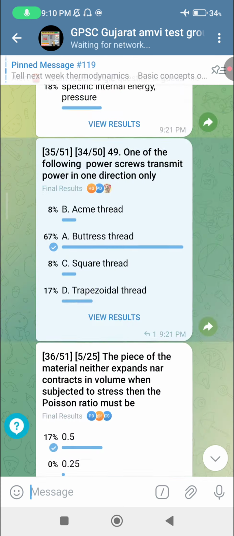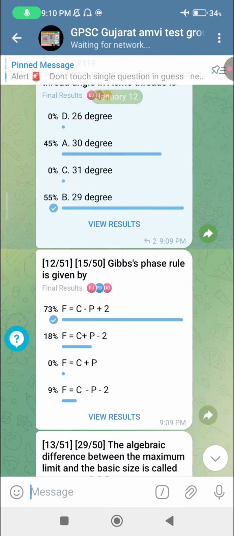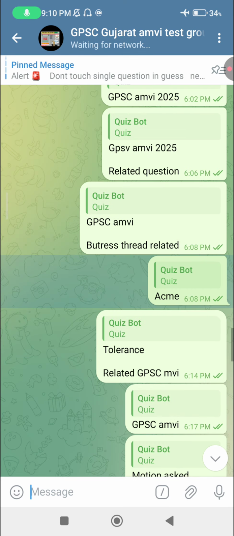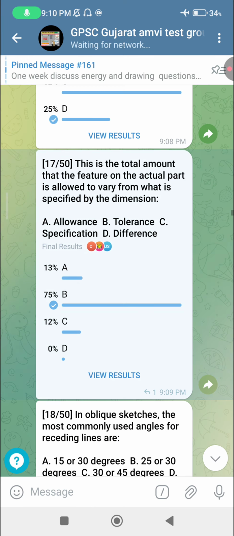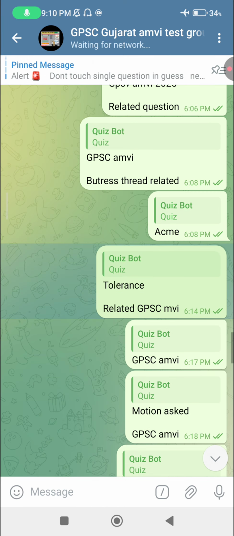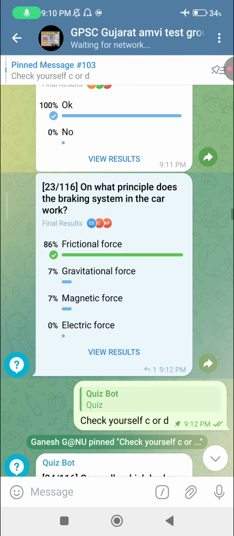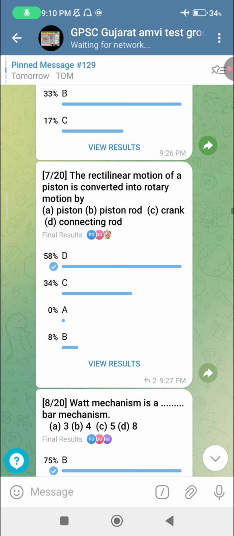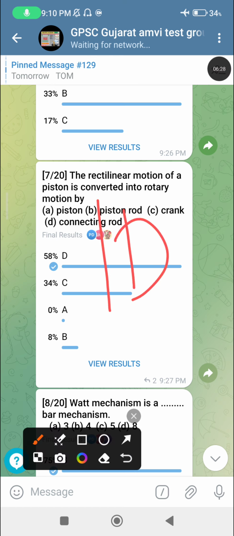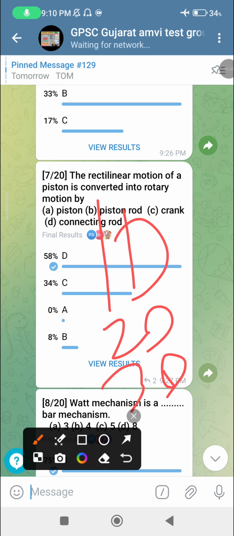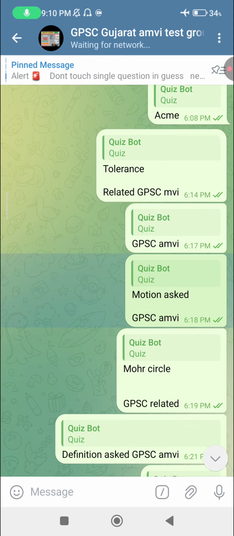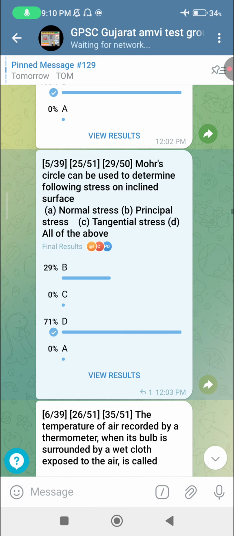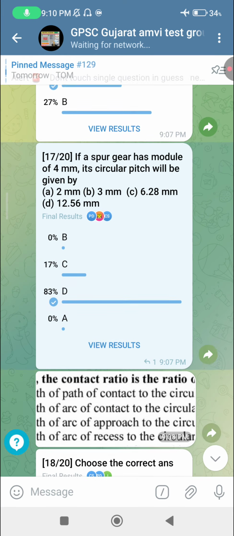Angle of projection question has been asked. Then Buttress thread and Acme thread value asked: 29 degree. Then tolerance: maximum and minimum deviation is the tolerance question asked. Then frictional force, what force acts, they asked. Then rectilinear motion of the piston is converted to rotary motion, which is 1D direction. For that question, 1D, 2D, 3D, they asked; 1D is the correct answer, by the connecting rod. Mohr's circle asked: center of Mohr's circle, what.